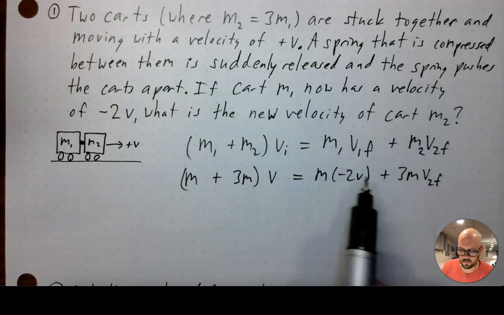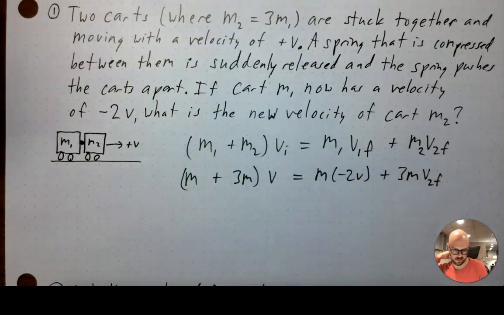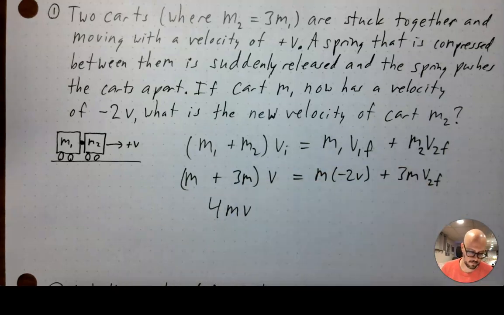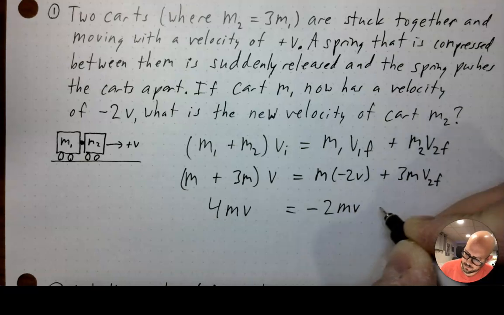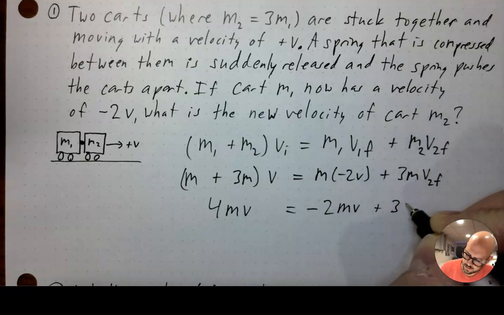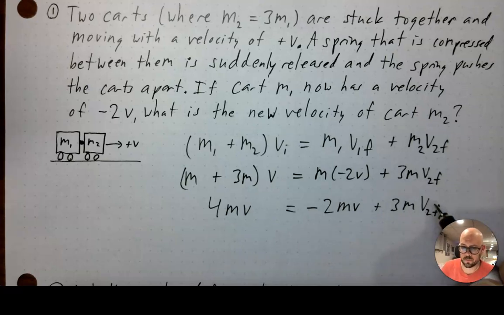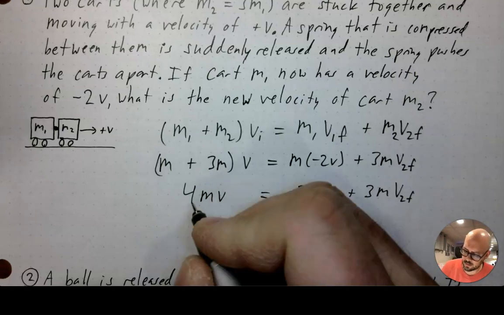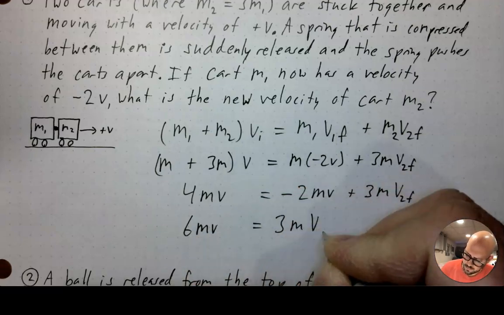This is a fairly common setup for conservation of momentum, where you have relative masses, because the mass will eventually cancel if you do it that way. So on the left-hand side, we have 4mv. On the right-hand side, this term is negative 2mv, and this term is 3m v2f. So now I can work on solving. Again, I'm solving for this velocity way over here, so I'm going to add 2mv to both sides, and that's going to make it 6mv equals 3m v2f.